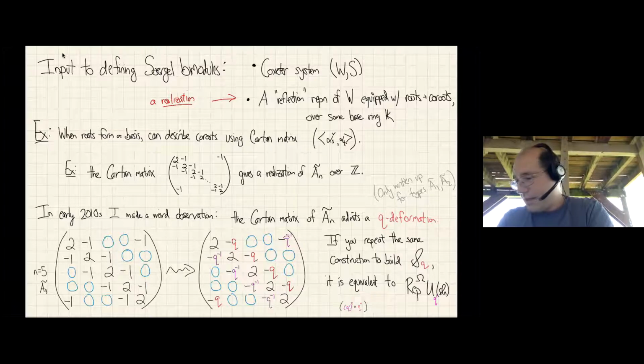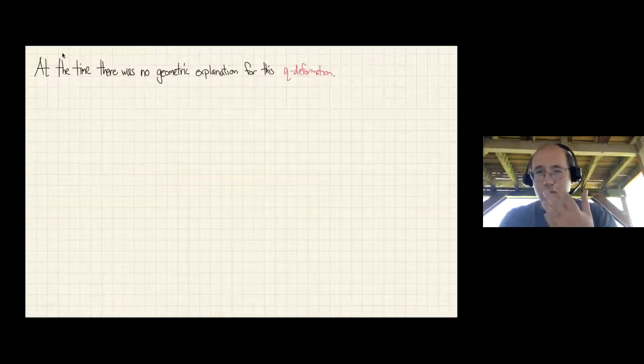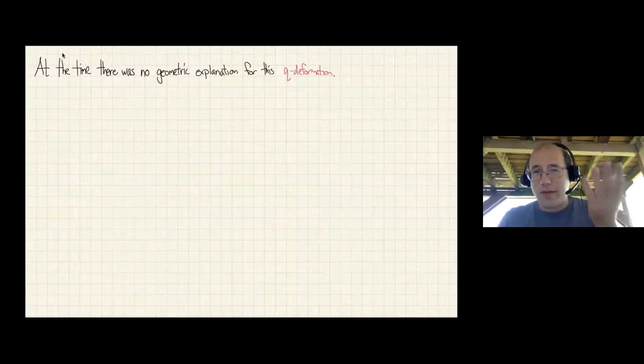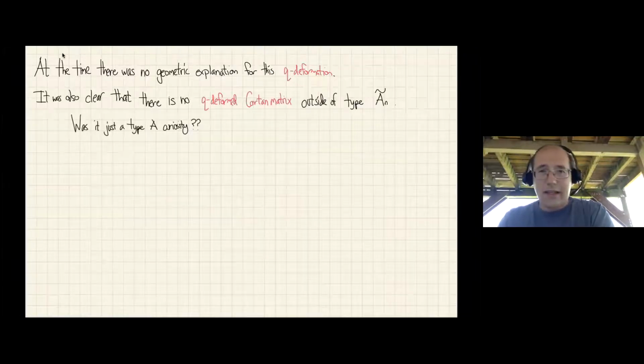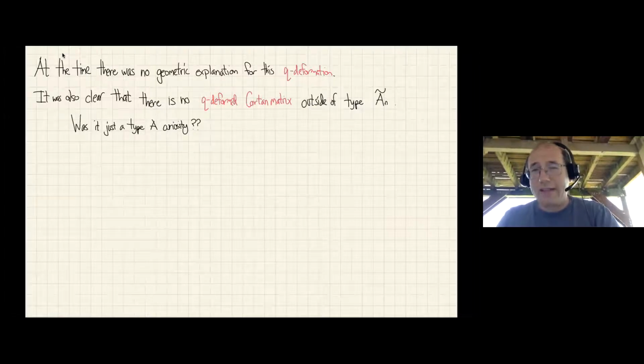When this appeared, there was no geometric explanation for where this Q deformation came from. It was just something I invented whole cloth to make the two sides match up. It was also clear that you can't Q-deform the Cartan matrix in any type other than affine type A. The point is that the affine Dynkin diagram in type A is not simply connected, but every other affine Dynkin diagram is simply connected. That basically means that any deformation you might try just disappears by renormalization.